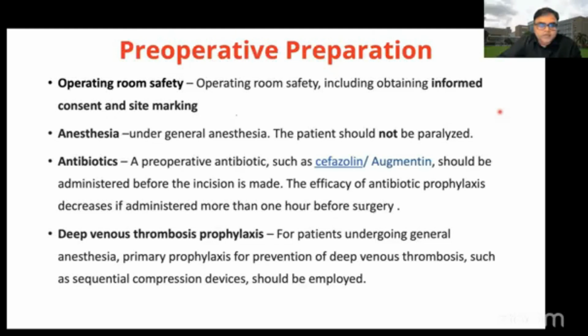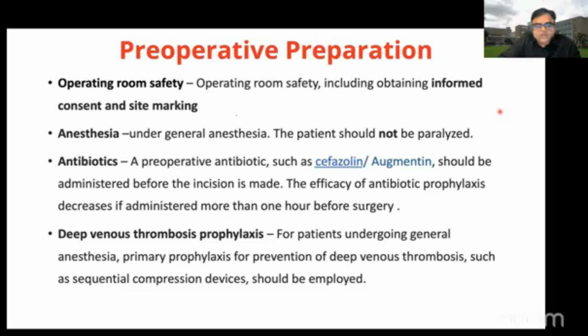Operating room safety is important, as with all surgical procedures, including obtaining informed consent and site marking. Anesthesia is usually general anesthesia, and the patient should not be paralyzed, because otherwise you cannot sense the functioning of nerves. Antibiotic prophylaxis should be given, such as cefazolin or Augmentin as per your institutional practice, just before the incision. Otherwise, the efficacy of the antibiotic might be compromised.